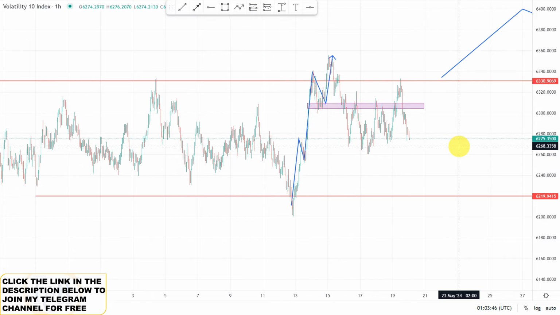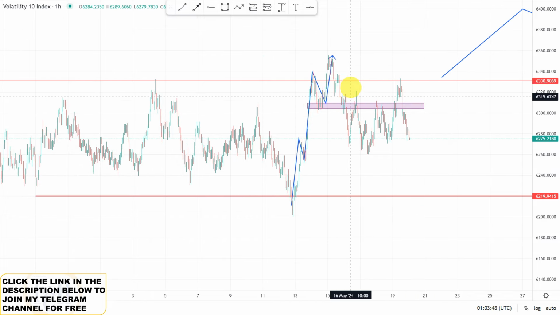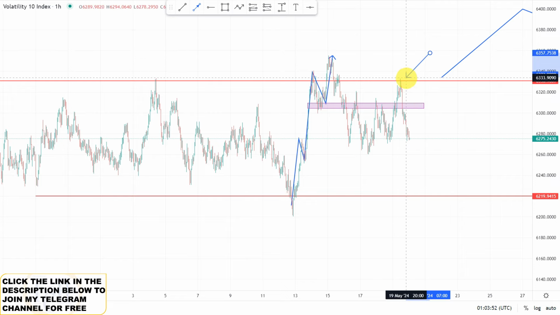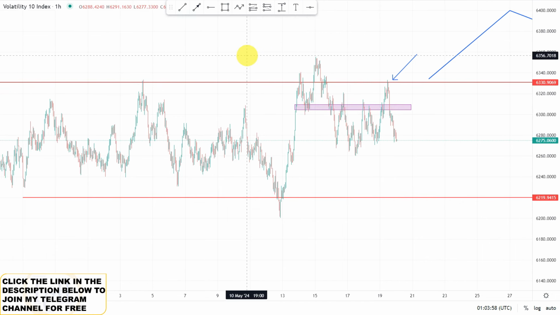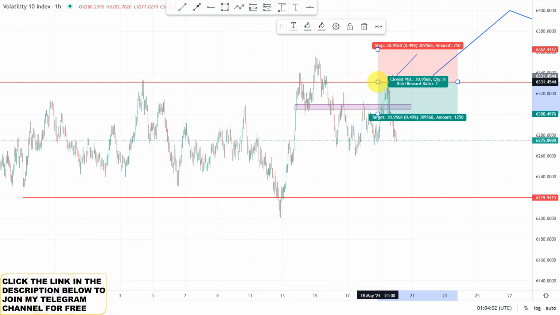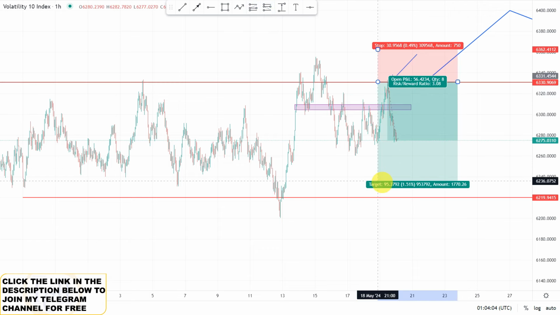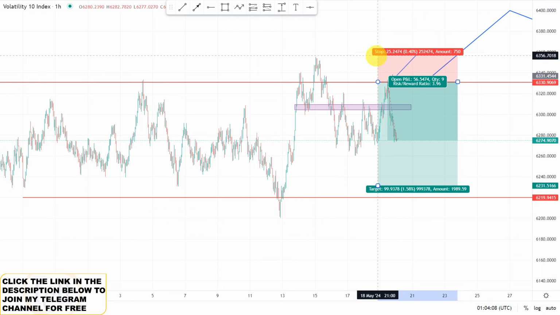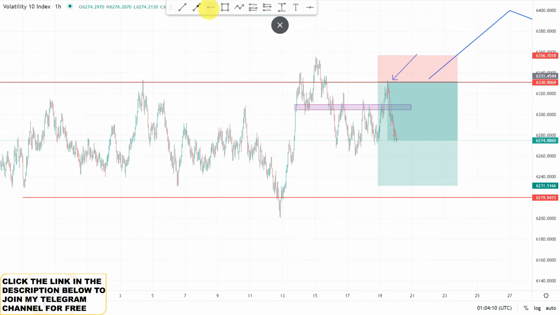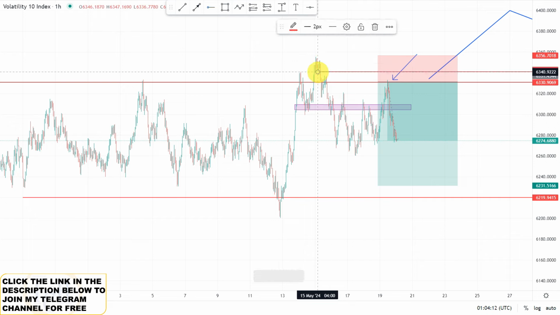So after the market broke this structure, it came back to our entry right here, and we entered into this trade logically. But that does not mean that our stop loss was so huge. No, our stop loss was just this way. On this entry right here, our expected take profit is around this level right here, and our stop loss was very minimal, to this level right here, aiming for this newest low right here.